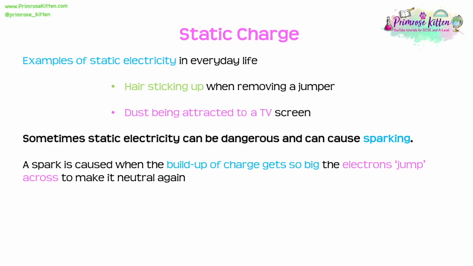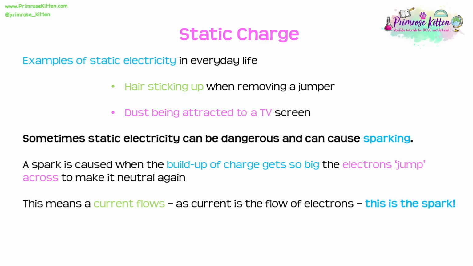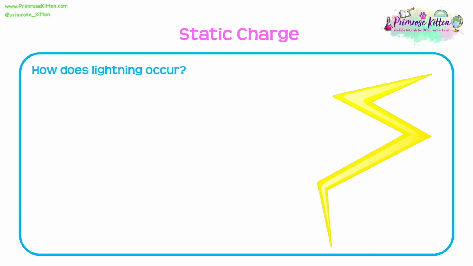Now, a spark is caused when the build-up of charge gets so big that the electrons that have built up actually end up jumping across to become neutral again. Now, this means, due to this movement of electrons, that we have a current flowing. And this is what we see as the spark. Now, sparks can be dangerous. It depends on what is in the nearby environment. If a flammable material is nearby, then that spark could lead to an explosion. Quite a dramatic example of static charge that we've all experienced sometime is lightning.